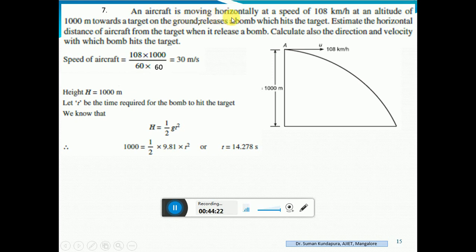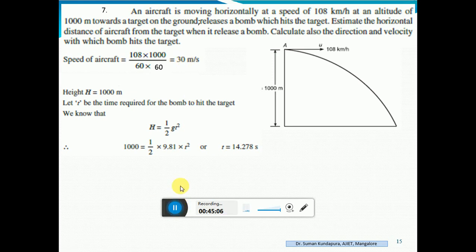An aircraft is moving horizontally at a speed of 108 km per hour at an altitude of 1000 meters from the ground. Towards a target on the ground, it releases a bomb which hits the target. Estimate the horizontal distance of the aircraft from the target when it releases the bomb. Calculate also the direction and velocity with which the bomb hits the target.